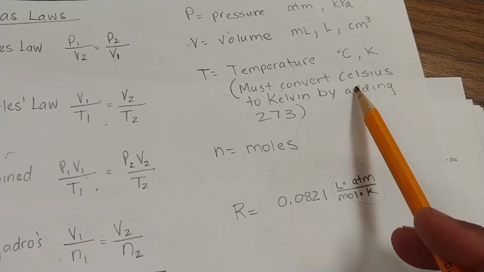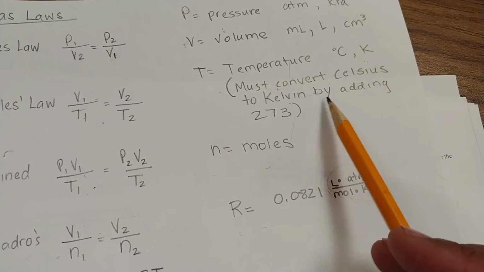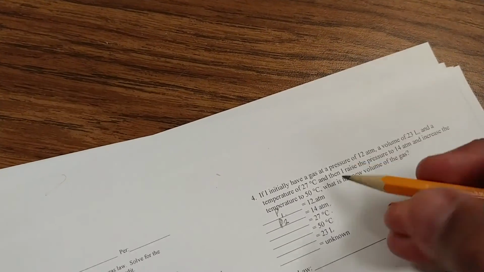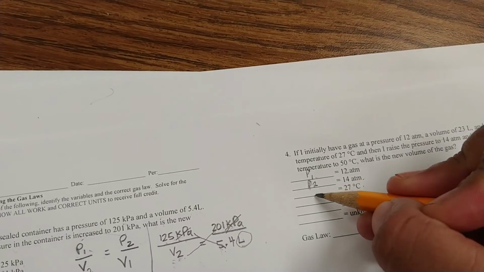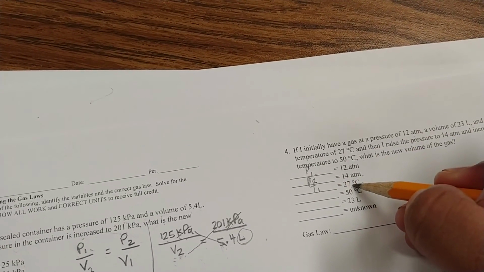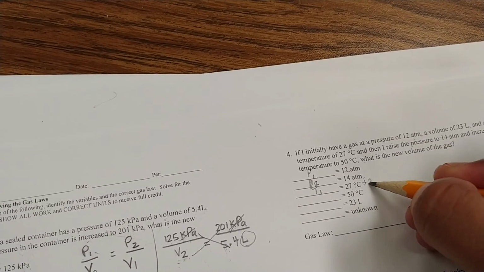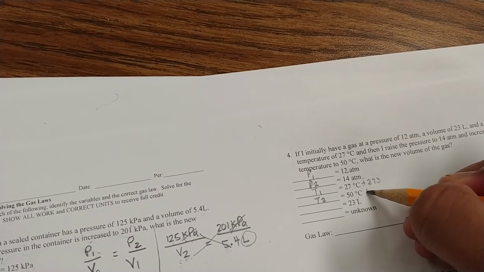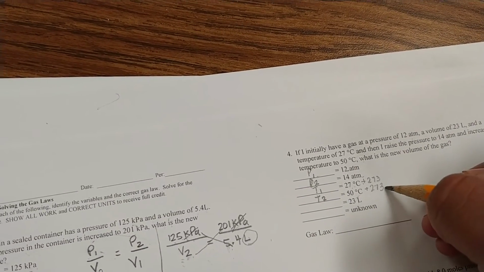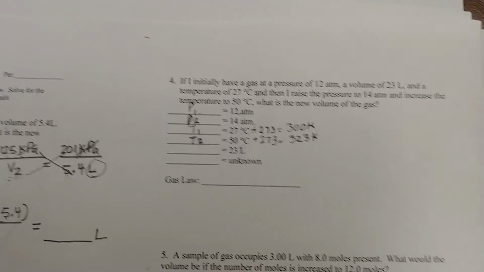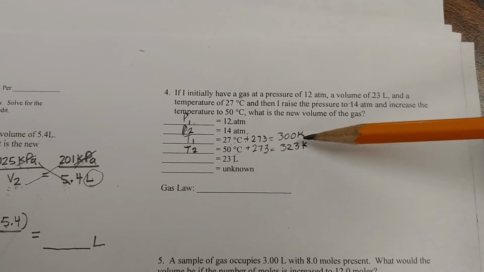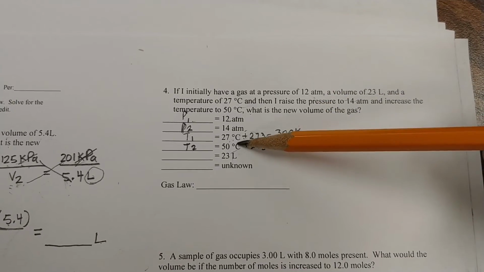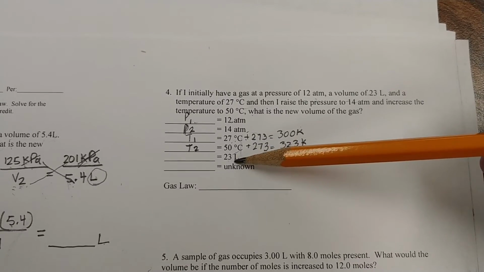So to convert Celsius to Kelvin, you have to add 273 to the Celsius number. So in this case, here's our temperature 1, but we're going to have to add 273 to it. And here's our second temperature, and you're also having to add 273 to that to make it in Kelvin. So that gives us 300 Kelvin and 323 Kelvin, which is what we're going to use in the formula versus Celsius.